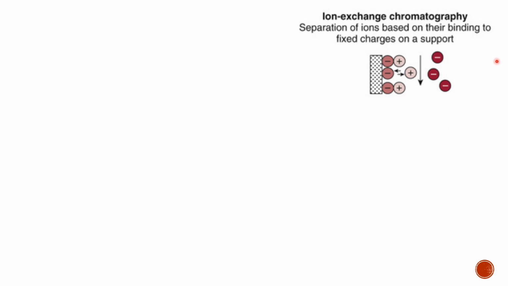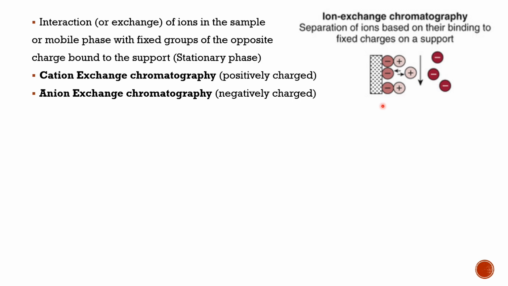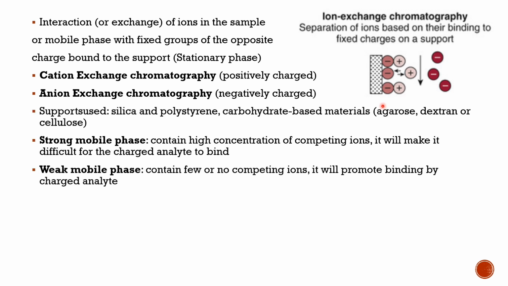Now, the third type of liquid chromatography, stationary phase, is the ion exchange chromatography. From its name, there are ion interactions on the surface of the stationary phase. There will be an exchange. So we have a cation exchange chromatography where the stationary phase is negatively charged, and anion exchange chromatography where the stationary phase is positively charged. Examples of supports used are silica, polystyrene, carbohydrate-based material like the agarose, dextran, or cellulose.